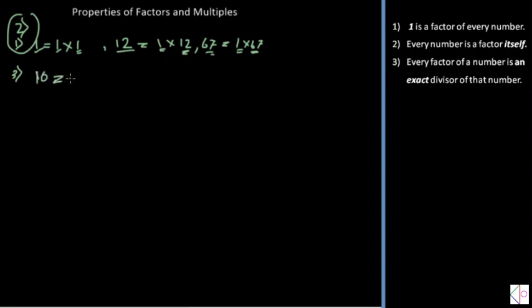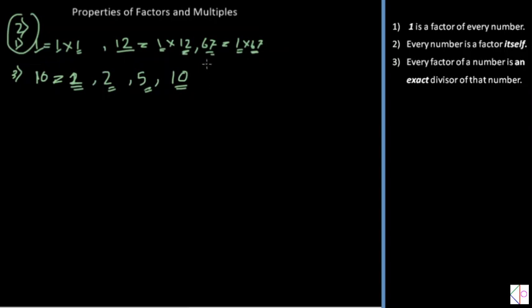In case of 10, the factors are 1, since our first property tells us that 1 is a factor of each and every number. Next, 2, 5 and 10. 2 times 5 equals 10. From our second property, 10 is also a factor of 10. So 2 is an exact divisor of 10, and 5 is also an exact divisor of 10. Whatever the factors are, all the factors are called exact divisors of that number.